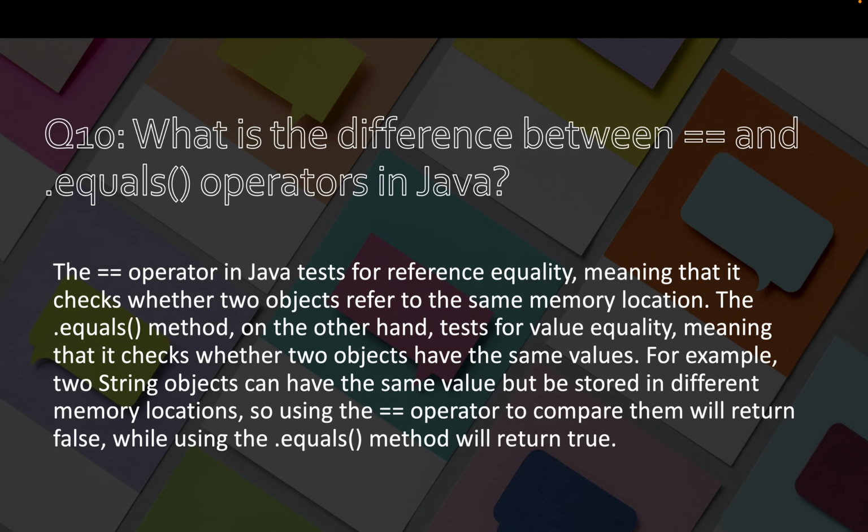Question number 10. What is the difference between the equal to operator and the equals method in Java? The equal to operator, or double equals, in Java tests reference equality, meaning that it checks whether the two objects refer to the same memory location. The dot equals method, on the other hand, tests value equality, meaning that it checks whether two objects have the same values. For example, two string objects can have the same value but be stored in different memory locations. So using the double equals operator to compare them will return false, while the dot equals method will return true.